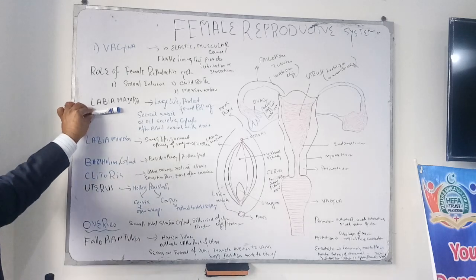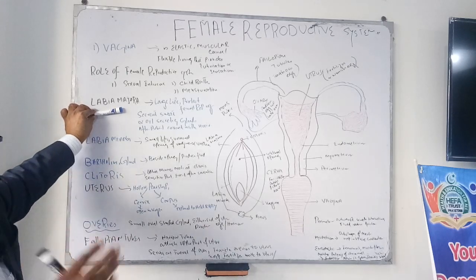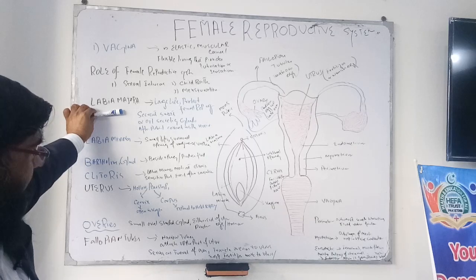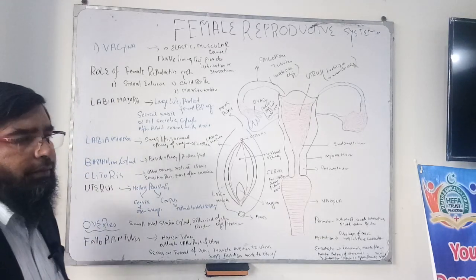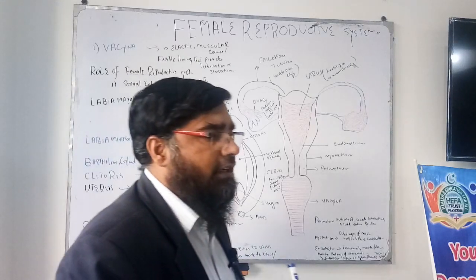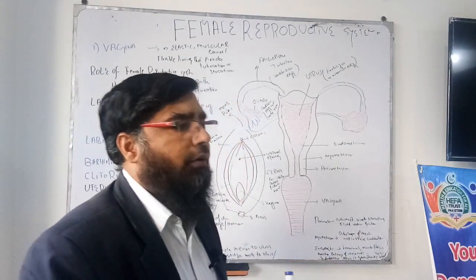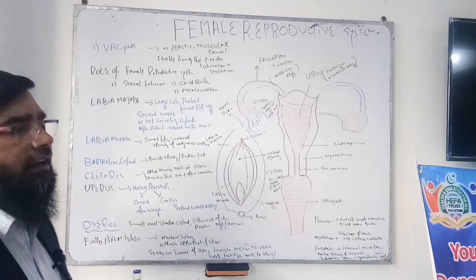Labia majora is the large lip of the vagina, basically. And what's the function of labia majora? The basic function of labia majora is that it protects the female reproductive organ. It protects the vagina.